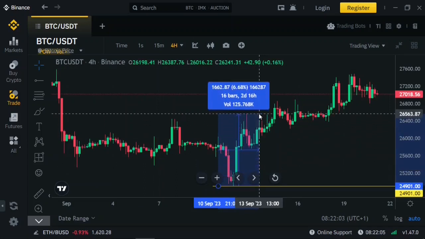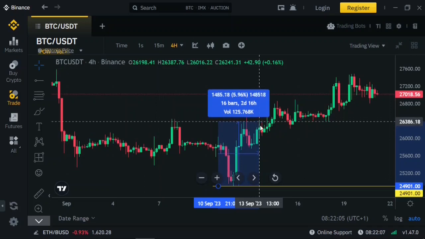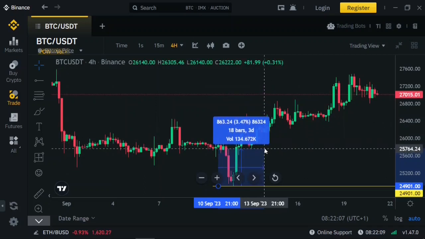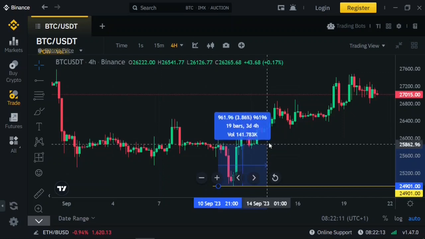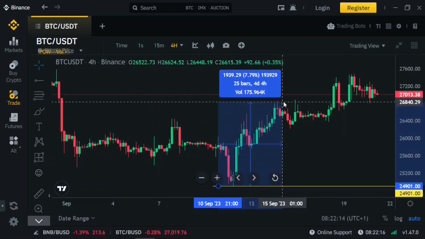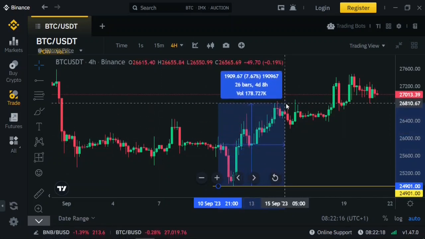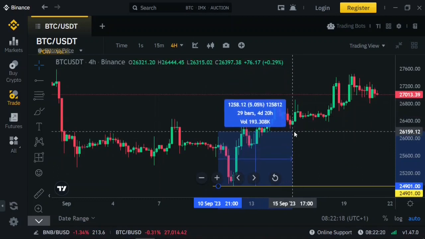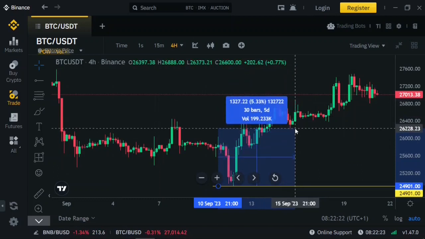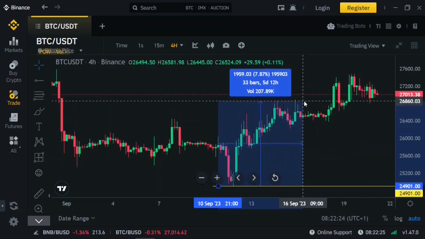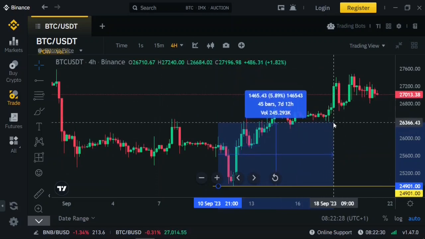And from the most recent low price, the price action of the BTC USDT cryptocurrency pair bounced up by 6.68% and then dipped down to 3.47%. It bounced up again by 7.79% and then dipped down to 5.33%. Bounced up again by 7.87% and then dipped down to 5.96%.